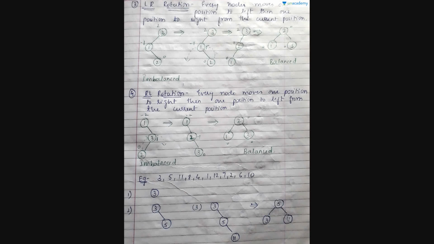Next, left-right rotation. Every node moves one position to left, then one position to right from the current position. Now here this is the root given. This is the main root, these are the children of this. So this is 0, -1, as here this is 0. How we calculate the balancing factor is the balancing factor of left subtree minus the right subtree. Okay, so here left subtree is 0 and this is also 0 as it is the starting.